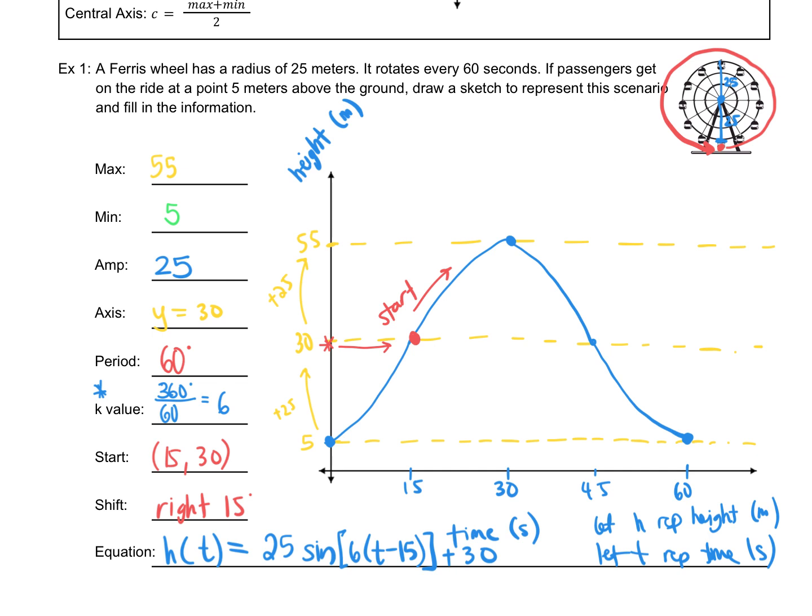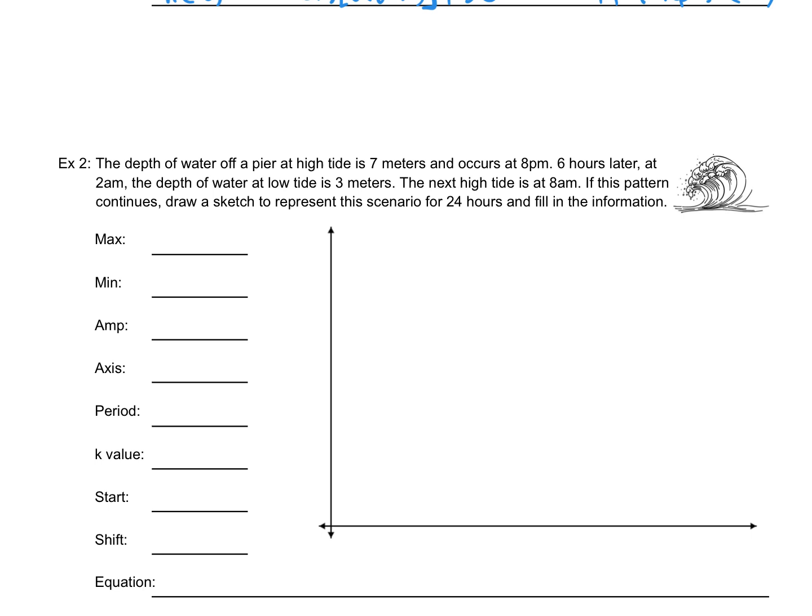And there we are. So amplitude of 25, here it is. The 6 came from our period, 360 divided by the period of 60 degrees. The t minus 15 came because our starting point was 15 degrees to the right, and the c value was the central axis at 30. All right, let's go to the next one.